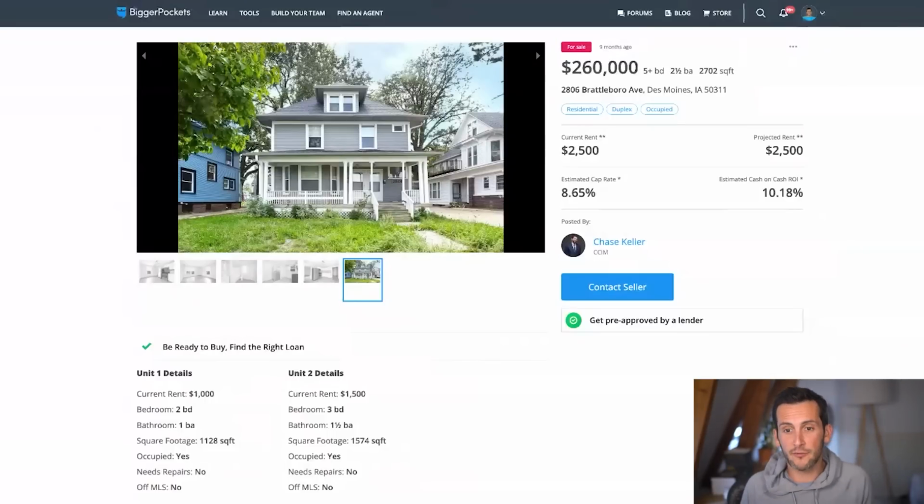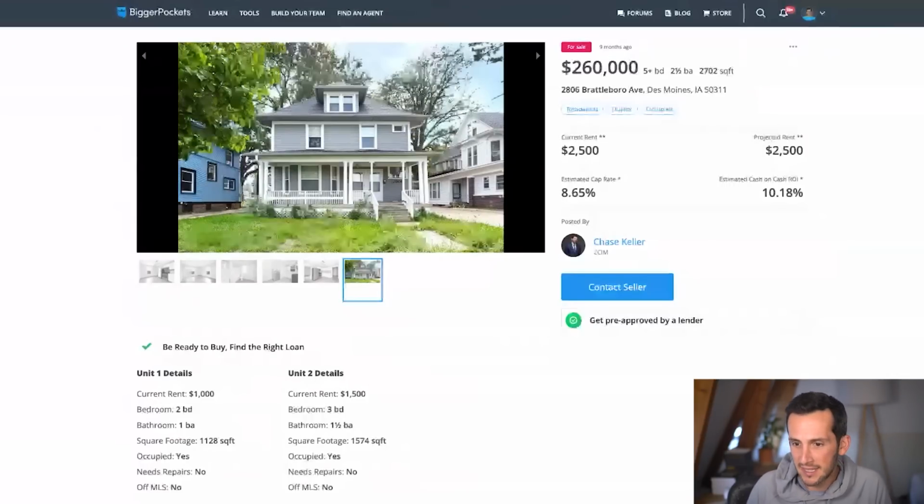It is currently listed for sale for $260,000 and they have a projected rent of $2,500. They think the cash on cash return is going to be at about 10%. Let's see if that's actually true.